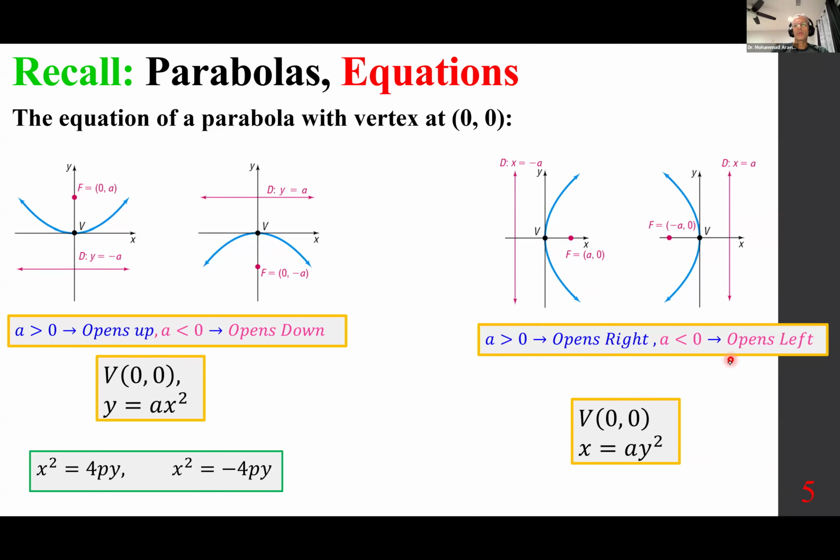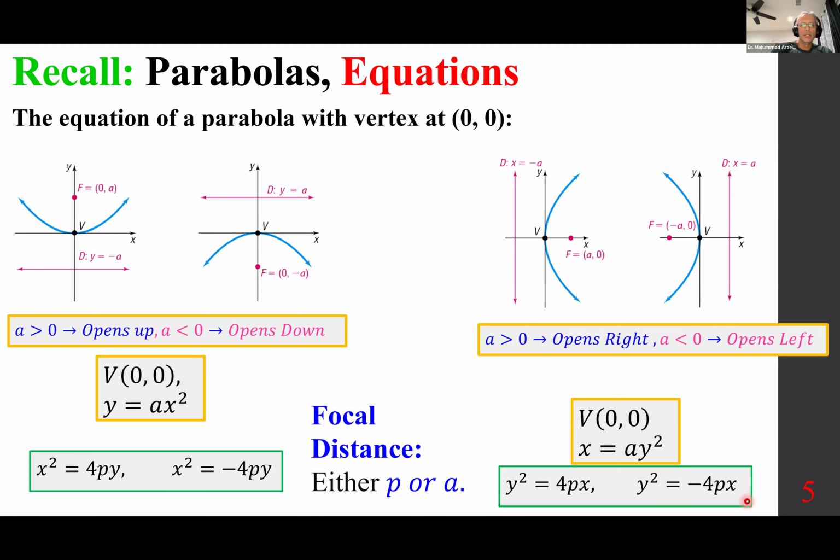A is positive, opens to the right, negative opens to the left, or you can write it as y squared equals 4px, or y squared equals minus 4px. And focal distance is either p or a. I rather call it p, and the relationship is that if we go with this formula, then a equals 1 over 4p. So it's good to have those.